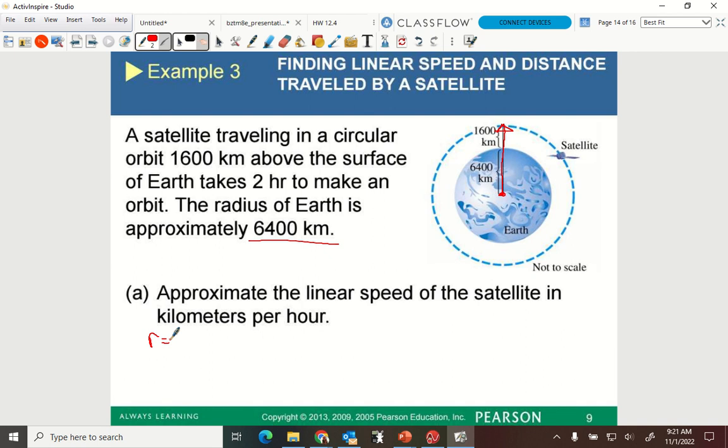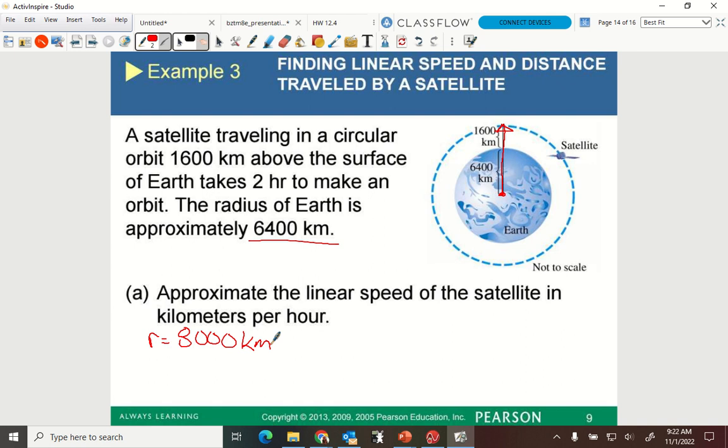So R would be from the center of the Earth to the orbit. What is the radius? Center of the Earth to the orbit. They combine them, 6,400 and 1,600 now, which is going to give me 8,000. You're adding those. Why would you subtract? Because we're going to tunnel through the Earth.